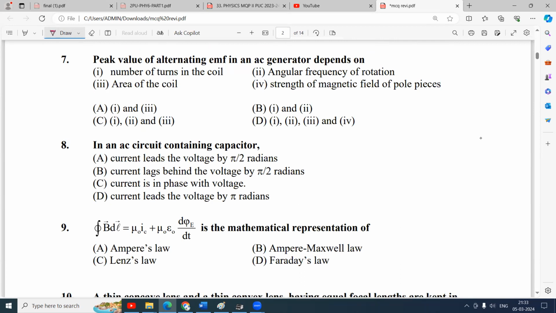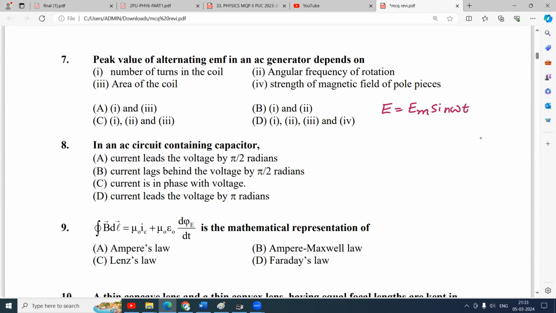Yes, seventh one. Peak value of alternating EMF in an AC generator depends on. So in an AC generator, the alternating EMF is produced, and among all the individual instantaneous EMF produced, the peak value is EM. We write the equation like this. It is a sinusoidal EMF. The individual instantaneous values vary in the form of a sinusoidal signal. E equal to EM sin omega t.